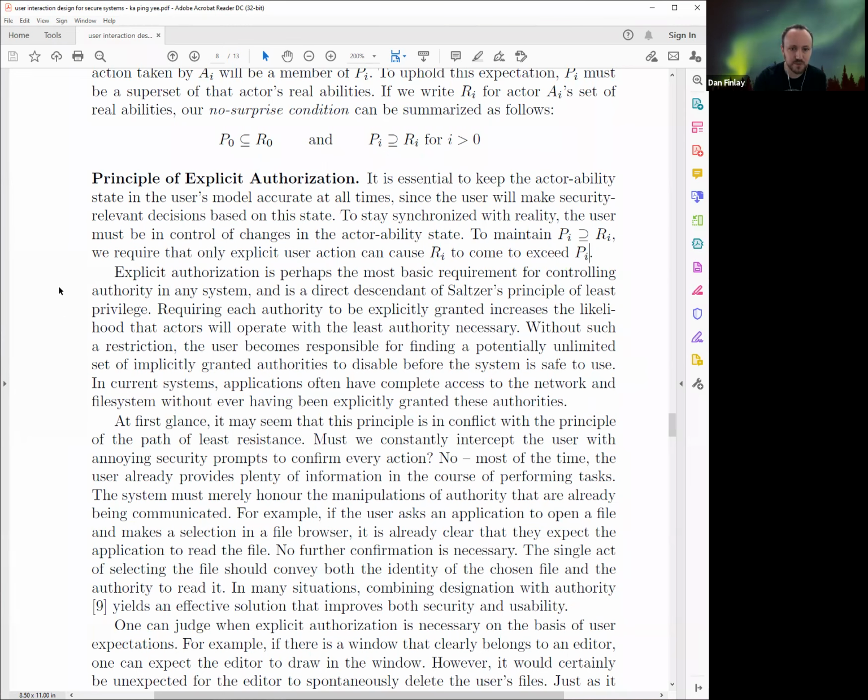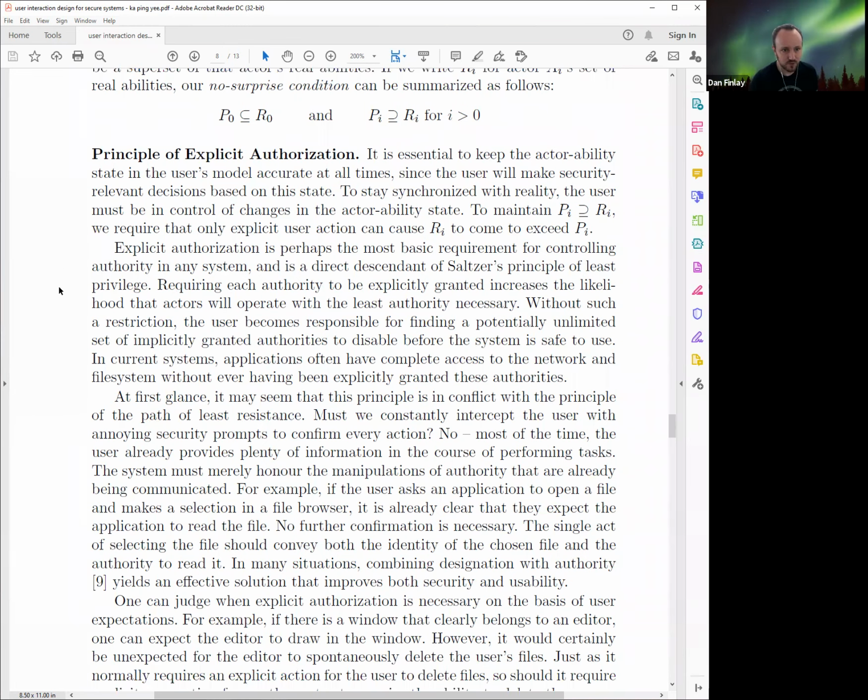Explicit authorization is perhaps the most basic requirement for controlling authority in any system, and is a direct descendant of Saltzer's principle of least privilege. Requiring each authority to be explicitly granted increases the likelihood that actors will operate with the least authority necessary.